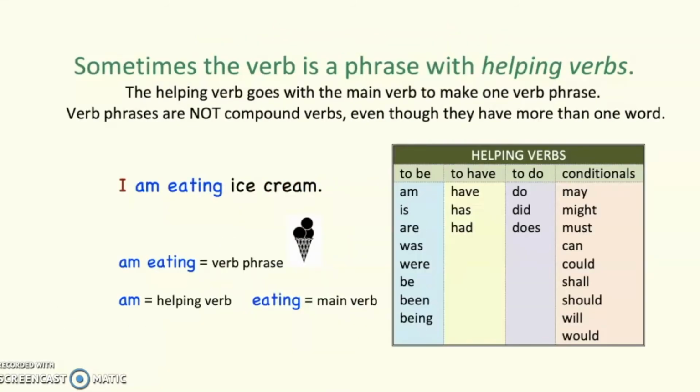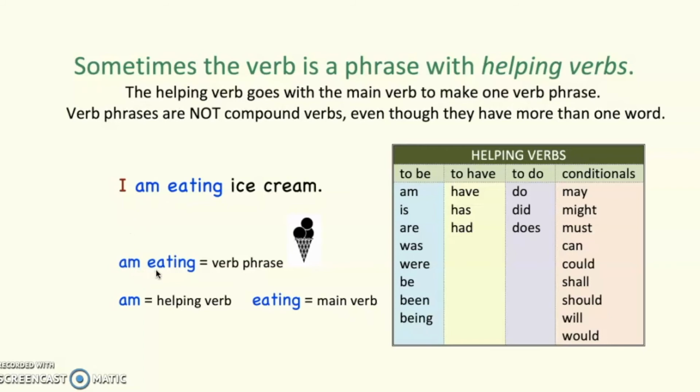Now it's important to understand that sometimes the verb is a phrase with helping verbs. Okay, the helping verb goes with the main verb to make one verb phrase. Verb phrases are not compound verbs, even though they have more than one word. Okay, you can have two words that go together in the verb, but this is still just one verb. It's a verb phrase, but it's just one verb. It's not a compound verb.